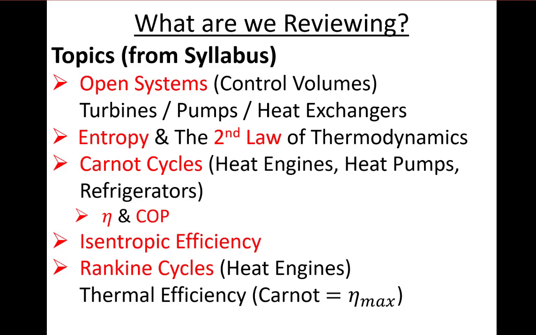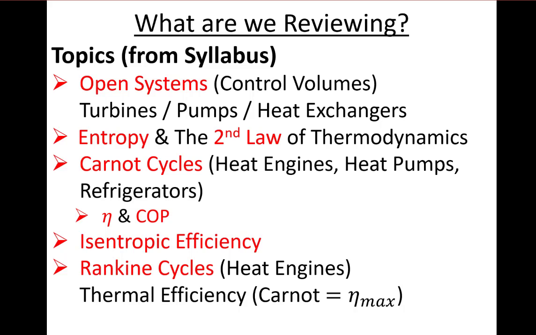Then we talked about isentropic efficiency. So how do we deal with turbines and pumps that are not ideal, that are real, right? Either we look at the real device, see what its performance is, and then define what its efficiency is, or we can know its efficiency and then find the ideal outlet and use the efficiency to get that real outlet state. Finally, we talked about these 4-component Rankine cycles, right?